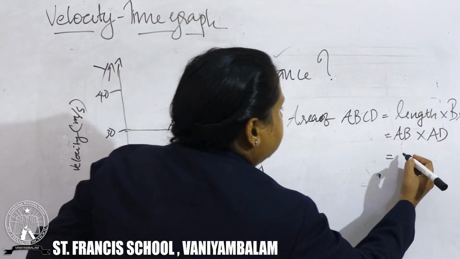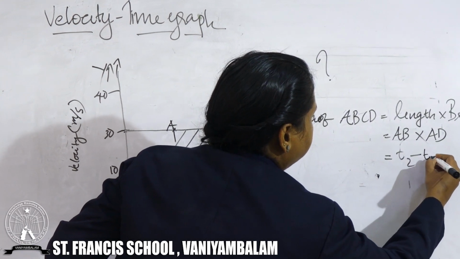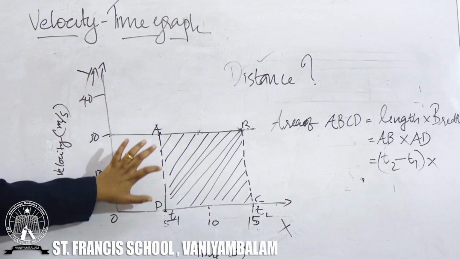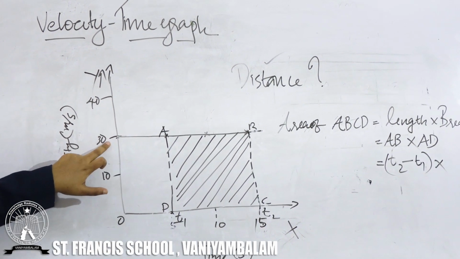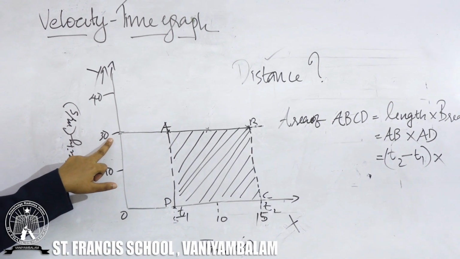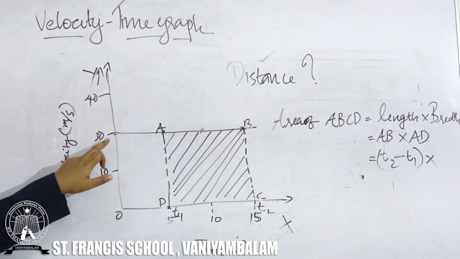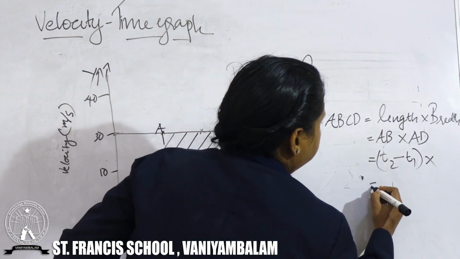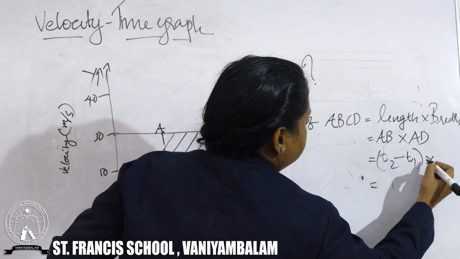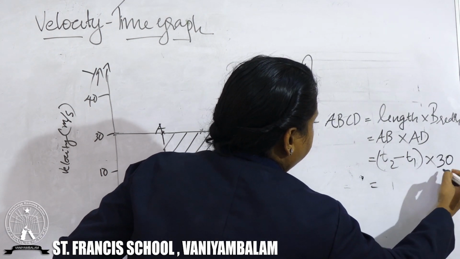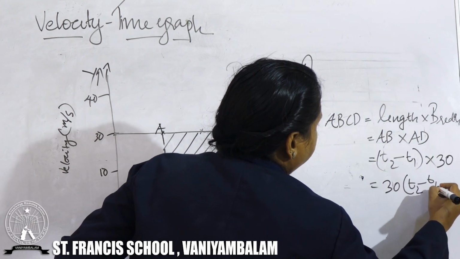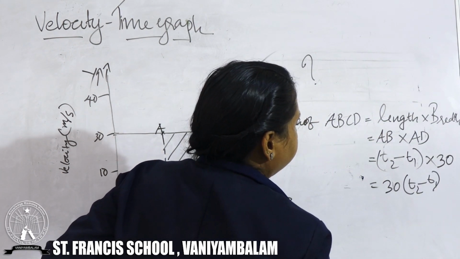So it is T2 minus T1 into, what is AD? AD, this is 30, 0 to 30. Why? Because it is a constant value, constant velocity. So this is equal to T2 minus T1 into 30. So we can write 30 (T2 minus T1) units.